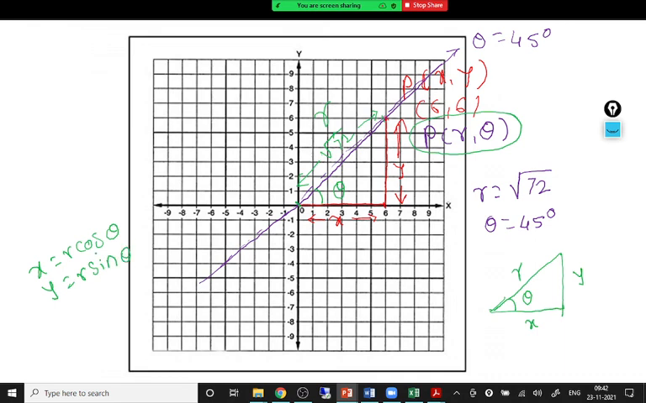Remember, these are the most important relations that we require in type 5. Next type, type 5, we are going to use this: x is r cos theta, y is r sin theta, the relation between Cartesian and polar coordinate systems. This is also known as the transformation of Cartesian to polar coordinates. That we'll learn in the next session mainly. That is type 5.